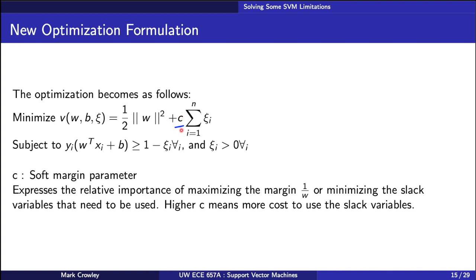So if we have a higher C, that means it costs more to use these slack variables, so we're basically multiplying them by something large. If C is small, then we don't care much about these errors and we allow a whole bunch of them. So if we set C higher, then the cost is higher and we're less lenient towards errors.